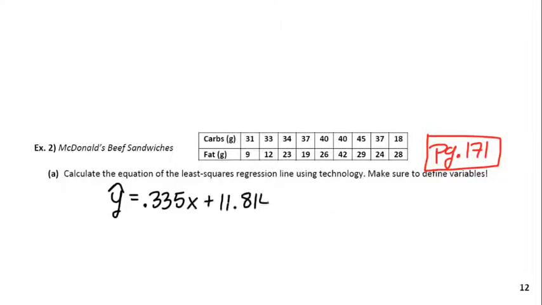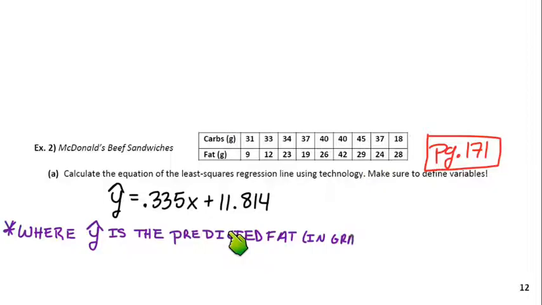So let's go ahead and write the equation of the line. y hat equals our slope, which is 0.335, plus our y-intercept, which is 11.814. Right now this doesn't have any context to it. Someone reading this would have no idea which variable represents which. That's why you make sure to define your variables. So we need to say what y hat represents. Well, our y values were fat, so the hat means that's the predicted fat, which is measured in grams, of a McDonald's beef sandwich. I'm going to abbreviate it, let's call it Sammy.